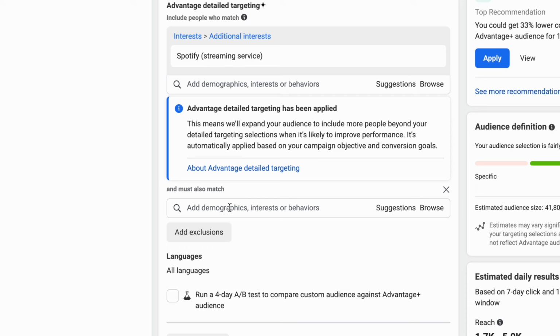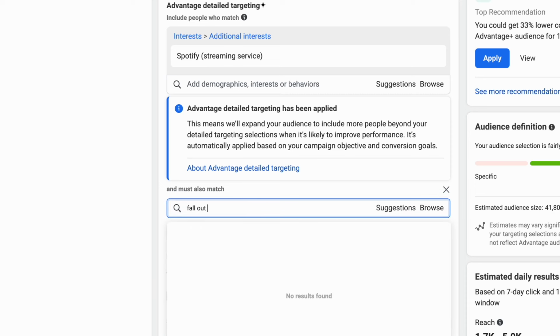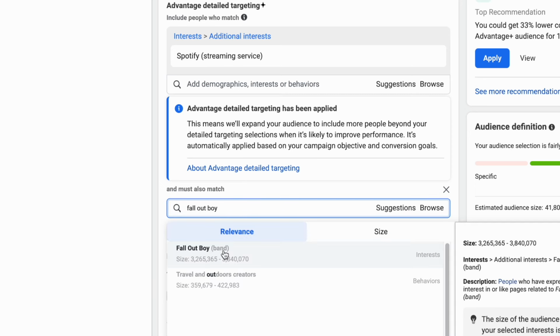An example of when I would put more than one keyword in the same box is, let's say we're targeting a smaller artist or a couple of artists that are very similar. Let's say I'm writing a song for fans of Fall Out Boy. I might put Spotify in the top box. I'll put Fall Out Boy in the second box, so it has to match one or the other.